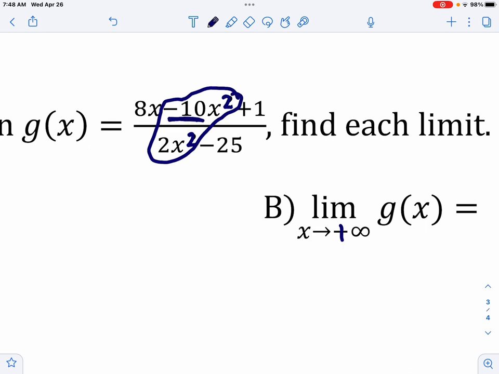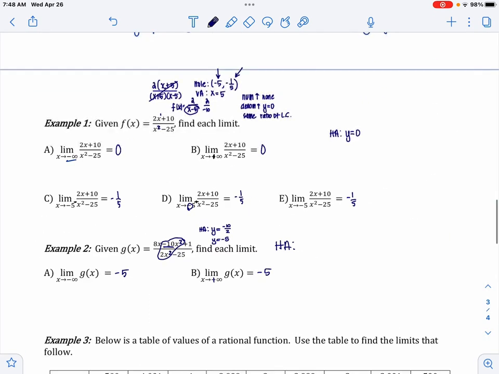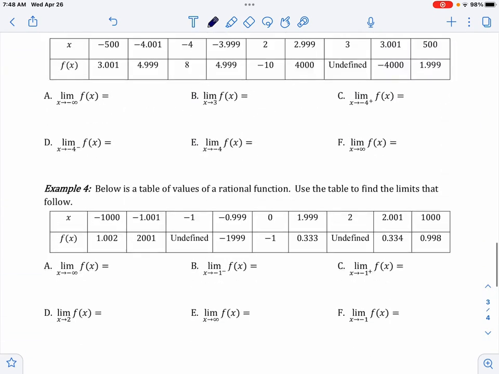So that would be my horizontal asymptote at y equals -10 over 2, which is y equals -5. So now I know that I am going to approach my horizontal asymptote in both directions. So -5, -5. Okay. All right, lastly, we have this table here.